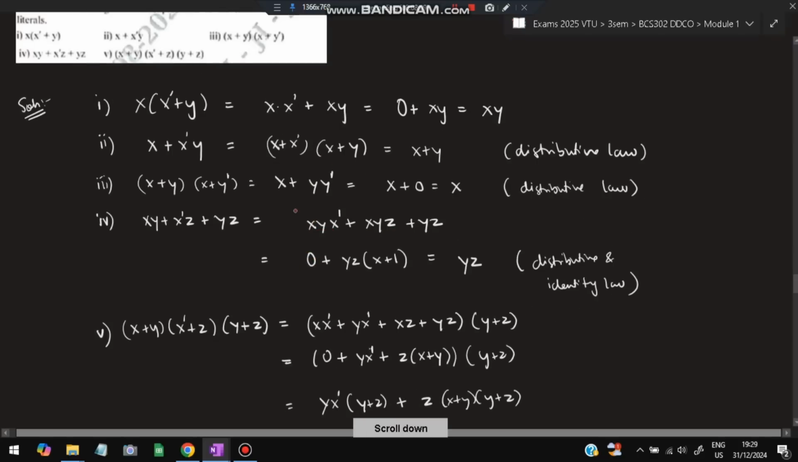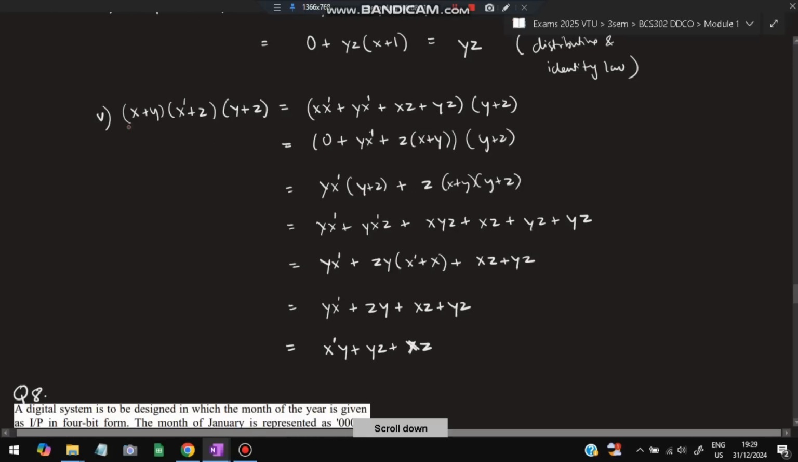Cancel out in the sense x into x bar is 0, right? And 0 into y is again 0. So like that, 0. Now xyz and yz, take yz common, you will get x plus 1. What is x plus 1? x plus 1 is always 1, whether the value of x is 1 or 0, because of the OR operation. So yz will be the final answer. The laws used are distributive and identity law.